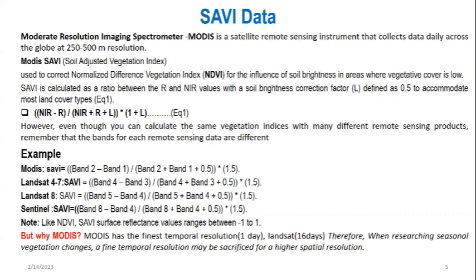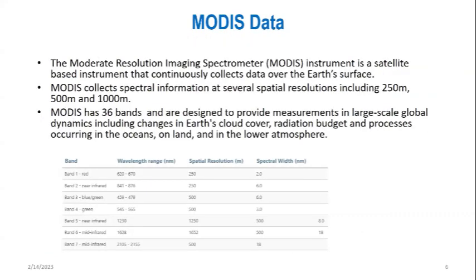Okay, so in my next slide, I'll talk about the MODIS data. We keep talking about the MODIS data. What is it? It's the Moderate Resolution Imaging Spectroradiometer instrument. It's a satellite-based instrument that continuously collects data over the Earth's surface. It collects information at 250 meters, 500 meters, and 1,000 meters, and has 36 bands. So there are 36 bands in MODIS.